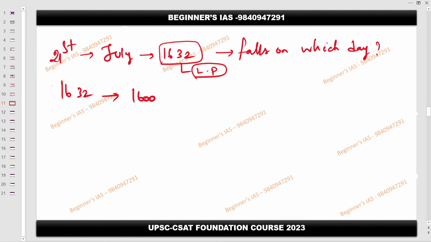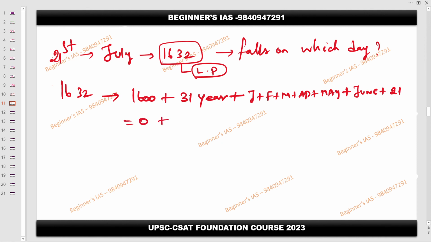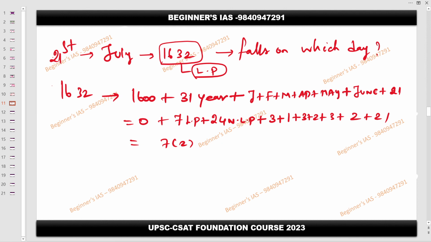1632. This can be done as 1600 plus 31 years, plus January, February, March, April, May, then June up to 21st. This contains 0 in the 1600. For the 31 years, the last multiple of 4 is 28, so 4 sevens are 28. Therefore 7 leap years, subtract that 7, so 24 non-leap years. January contains 3 odd days. February, since it's a leap year, contains 1. So 7 into 2 plus 24 into 1 plus 3, and add these.